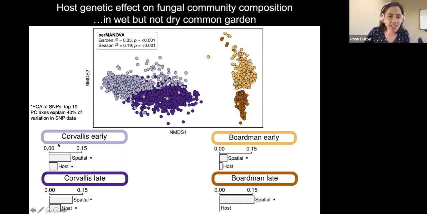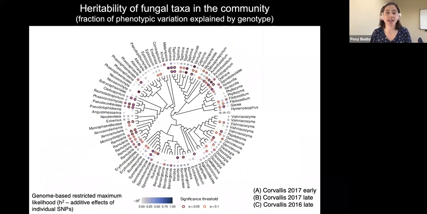So, digging into this genetic effect here in Corvallis, we wanted to know which taxa in particular could be driving this relationship between host and endophyte communities. So next, we calculated the heritability of individual fungal taxa in the community. We did that for 3 different data sets in Corvallis where we see this genetic effect: the 2016 data and the 2 2017 data sets, early and late season.